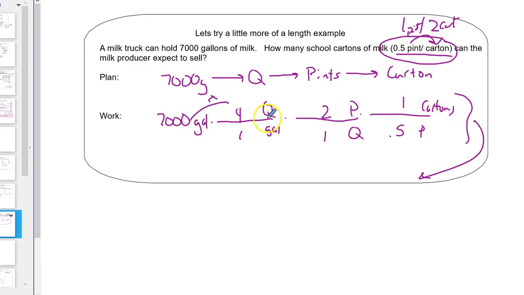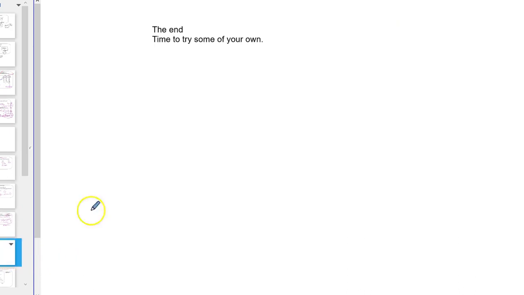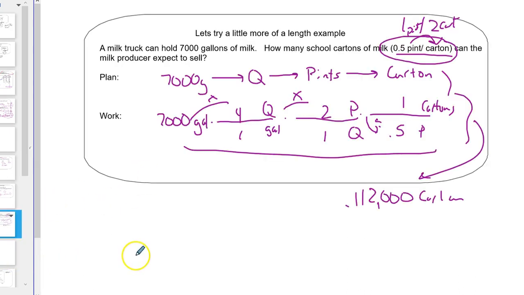Let's run this thing through here. 7,000 times 4 times 2 divided by 0.5, and I get 112,000, and the answer doesn't really matter. We've done what matters. We've created a plan, we've tried it out. But we got a lot of cartons. Again, watching me do this does not make you proficient. You have to now go with plenty of problems in the workbook, try them out, set them up, and run them. Thank you.